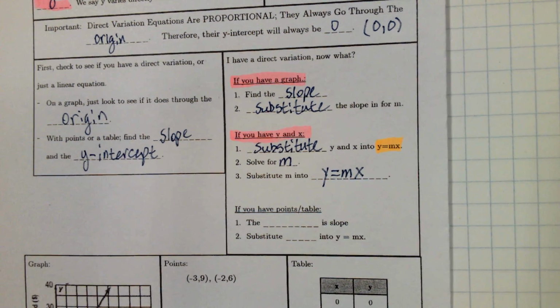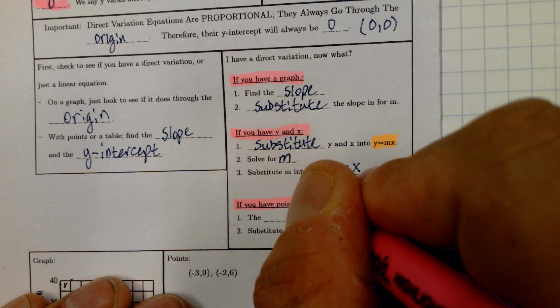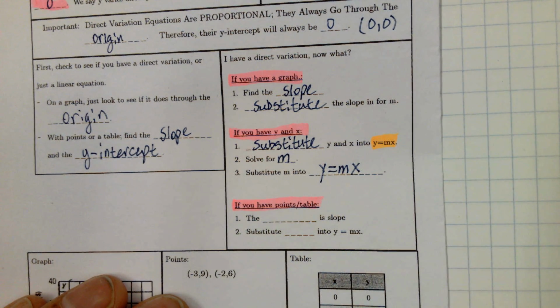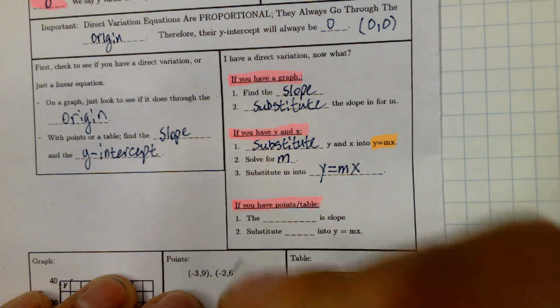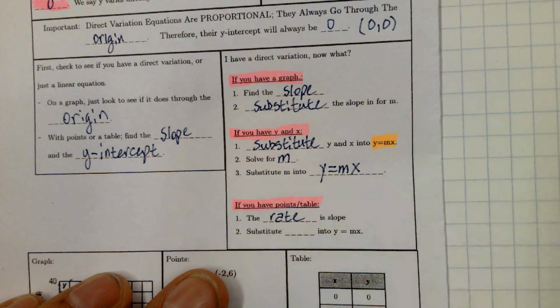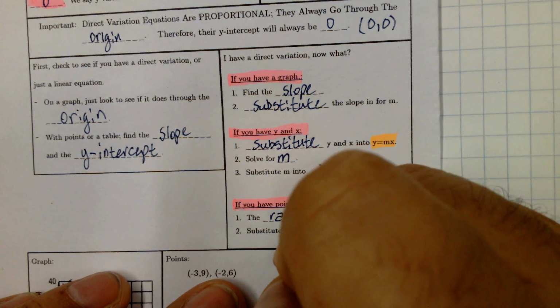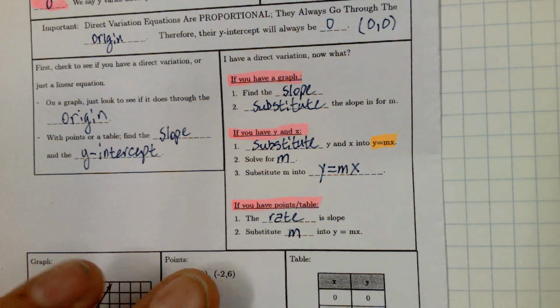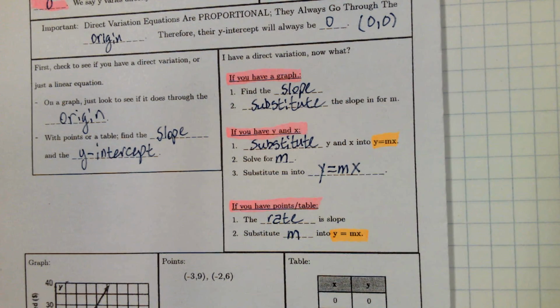And then the last possibility is if we have points on a table, or points and a table. We're going to find that rate that we've been looking at. And that's going to give us our m value. We're going to substitute m into our equation, y equals mx. So we're just going to practice all of these real quick.